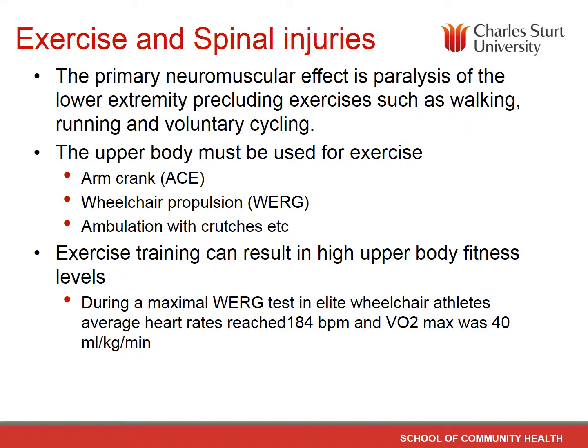Now, exercise training can result in high upper body fitness levels, especially if the spinal injury is below the cervical level, and especially if it's a little bit lower in the thoracic region. So during a maximal work test in elite wheelchair athletes, average heart rate can reach 184 beats per minute. So still contracting a lot of muscles at a high rate. And VO2 max was 40 mL per kilogram, which is quite unbelievable considering they're not using the muscle bulk in their legs. So that would equate to a very, very high VO2 max if they were able to use their legs as well. They're quite fit.